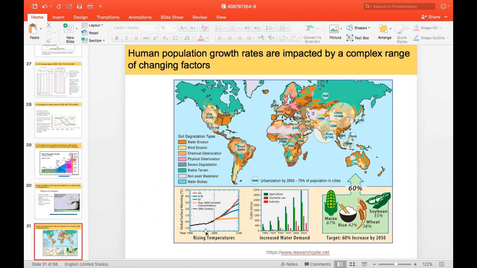Another thing that is affecting the population growth is rising temperatures, climate change, increased water demand, because water bodies are being contaminated and freshwater bodies are now less and less, right? And the food production systems that we have. We have to increase the food production system, and that includes damaging habitats, deforestation, and everything, right? So those are factors that are going to impact human population growth.